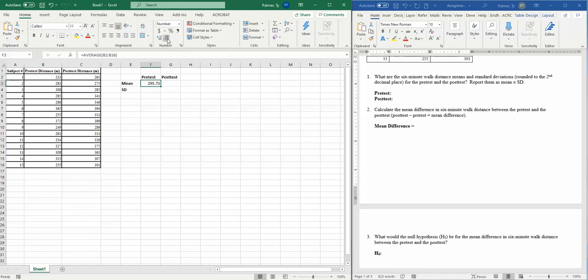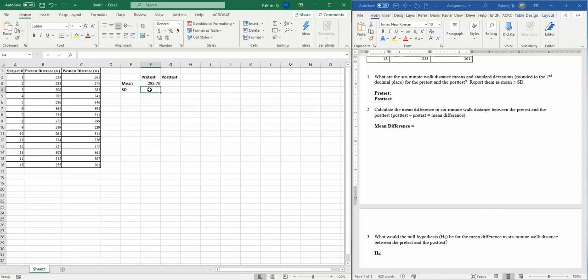Click on it, and that decreases the number of decimal places to where we have 2. And remember, 2 decimal places, what does that mean? That's just 2 numbers to the right of the decimal. And that's what we have. We have 7.3 to the right of the decimal, 2 decimal spots. Okay, very good. Let's go ahead and calculate the standard deviation for the pretest.